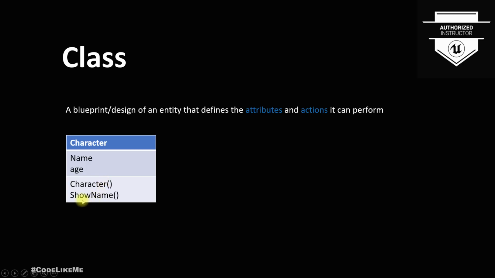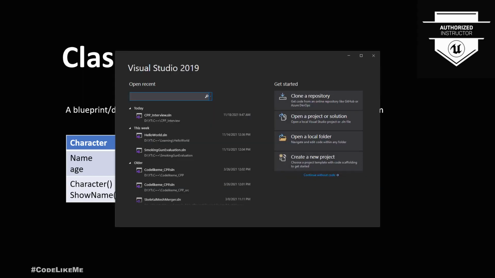We will get into the detail later. So usually a constructor contains the same name as the class name with these parentheses, brackets, and show name. We can think of this as a function that we can call to print the name of this character into the console, or we can just play a sound clip that says the name if it is a game.